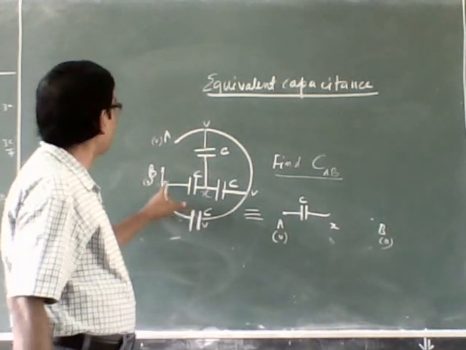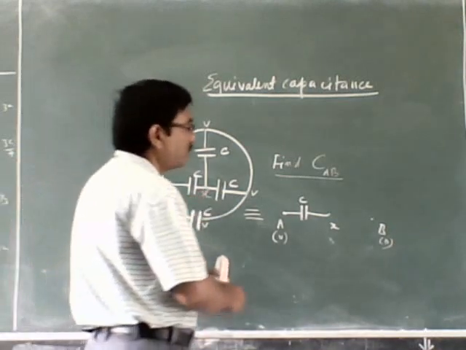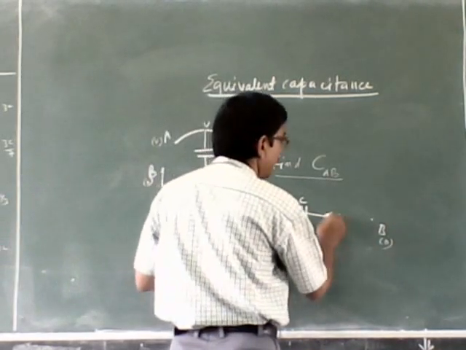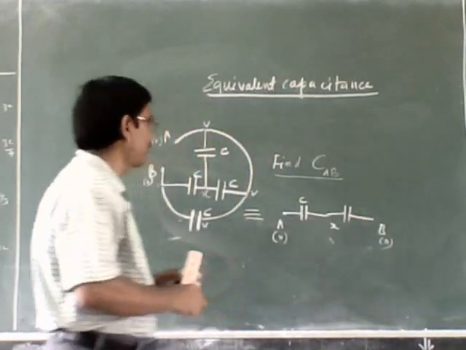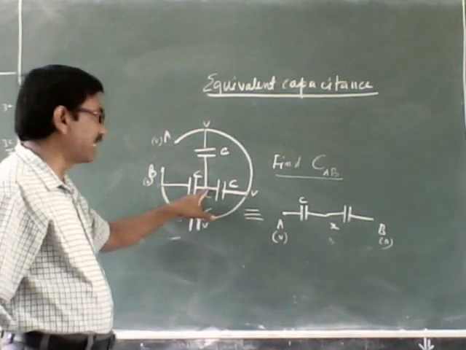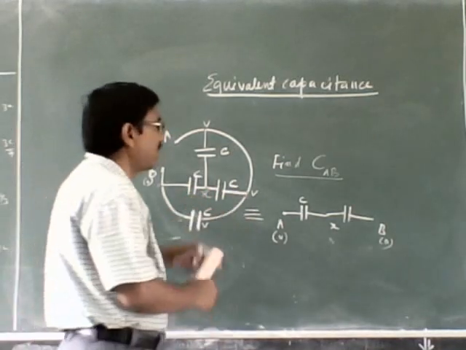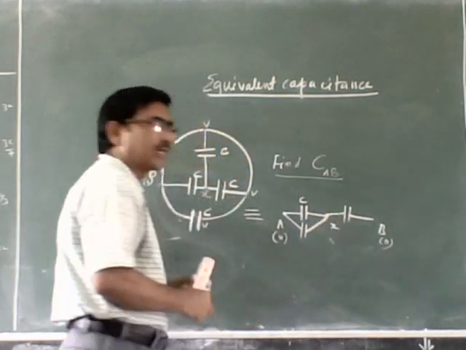These two capacitors, how are they connected? Between 0 and X, another capacitor is connected. And this capacitor is connected between V and X, again between V and X. So between V and X, another capacitor is connected.